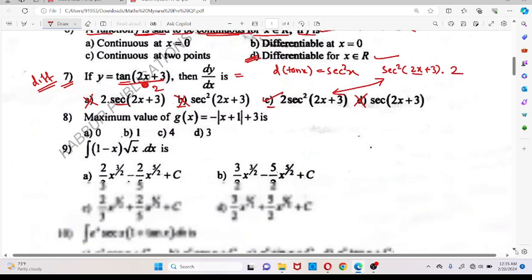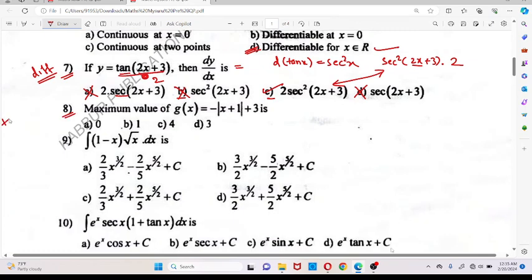Next, I will move to the eighth question. As I told you, the eighth will definitely be the higher order thinking question. So you need to go through these things. The eighth question is from the chapter applications of derivatives, from the maximum concept. Maximum value of the function g of x equal to minus of modulus of x plus 3. Here you can use a trick. Suppose this whole modulus function becomes 0, what is left is 3, so it never vanishes. So in this view, you can check option D directly.